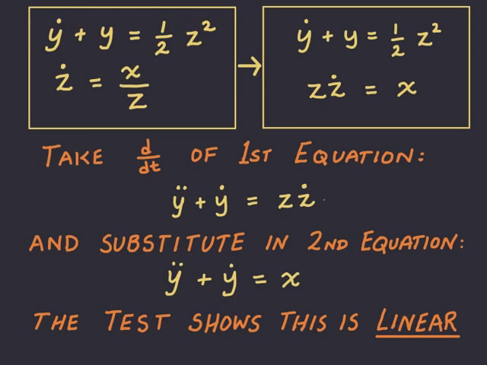But let's suppose we try to eliminate the internal signal z. We'll take the equations of motion and we'll write them as in the right-hand corner. Y dot plus y equals 1/2 z squared, and z times z dot equals x. We'll take the time derivative of the first equation, and that will give us y double dot plus y dot equals z times z dot. And since z times z dot is equal to x, we can substitute that in and remove the z from the equation. That gives us the equation y double dot plus y dot equals x, and this is a linear system.